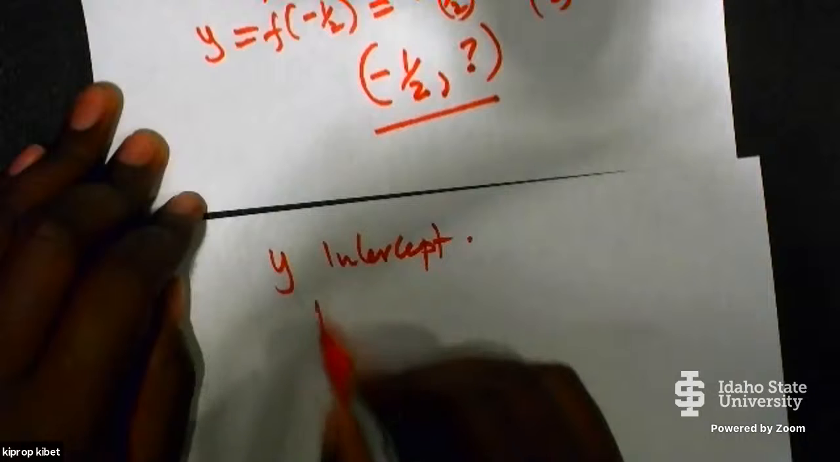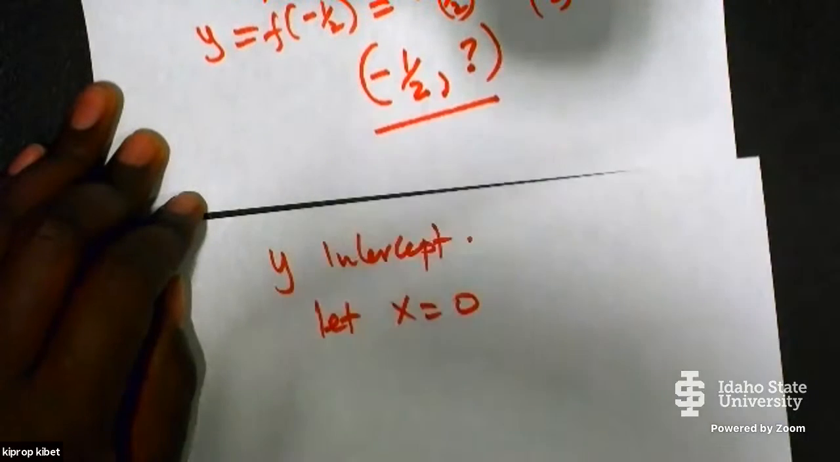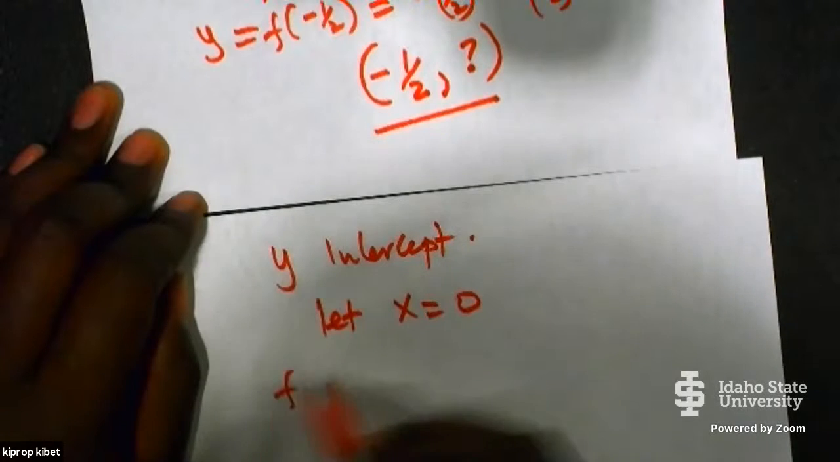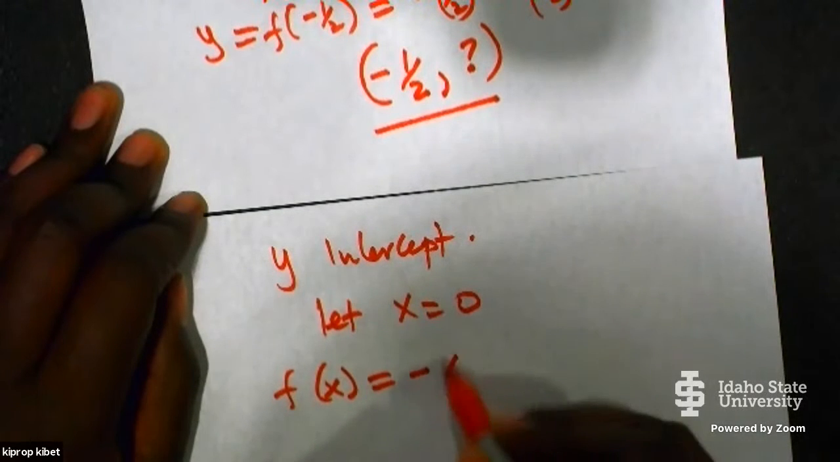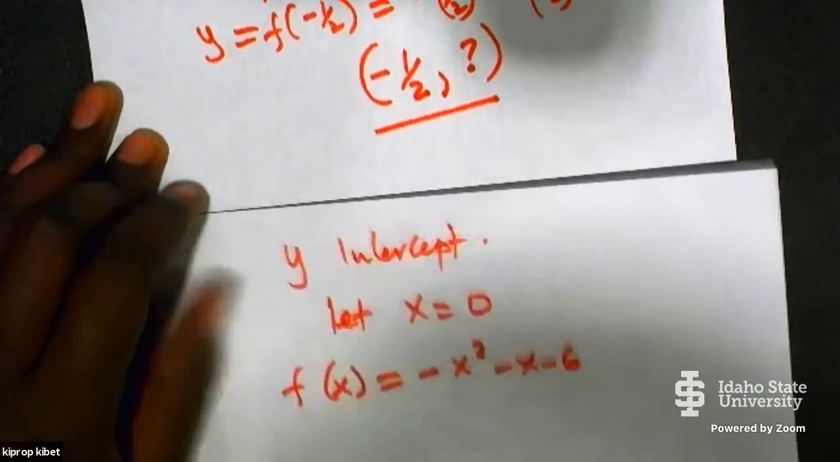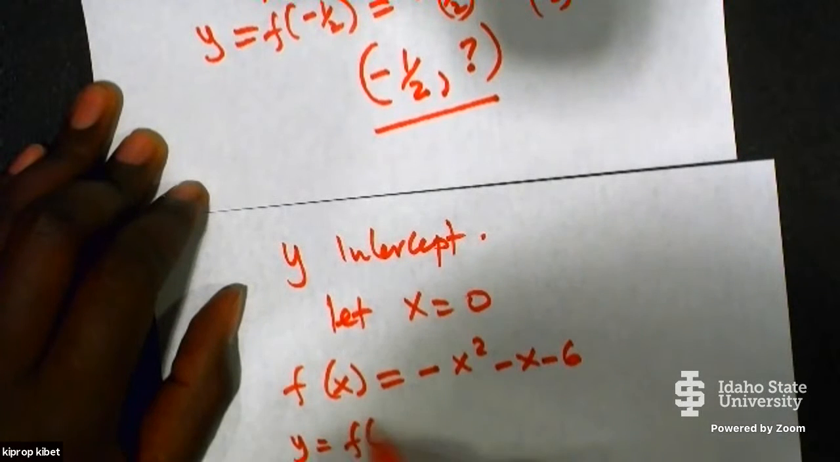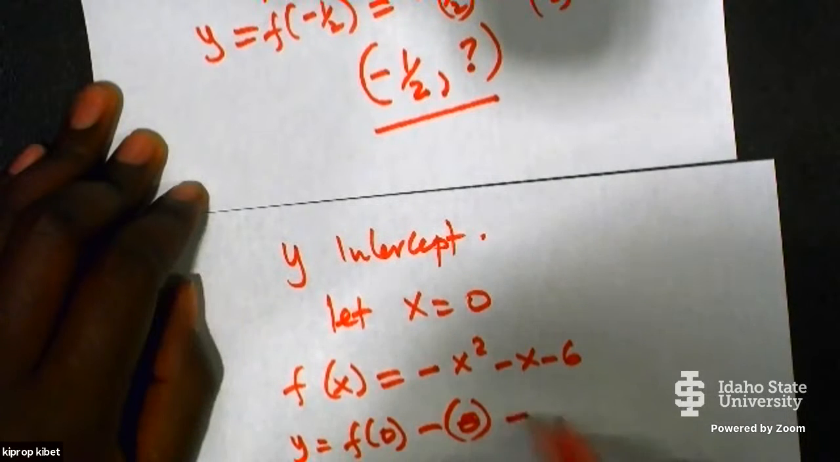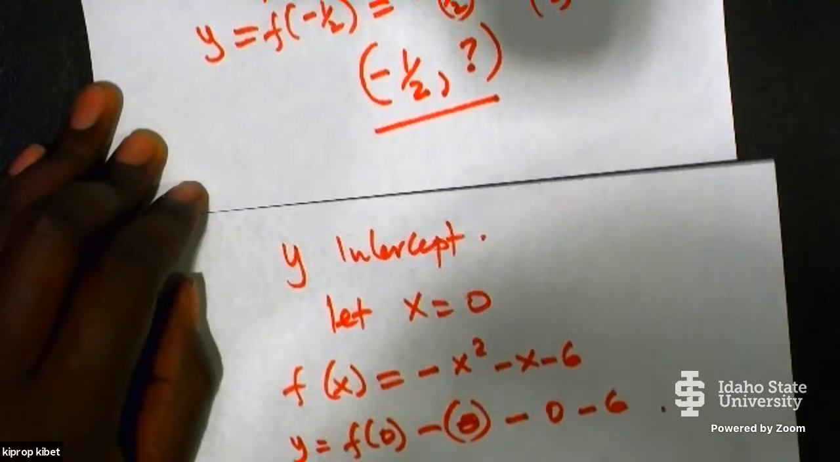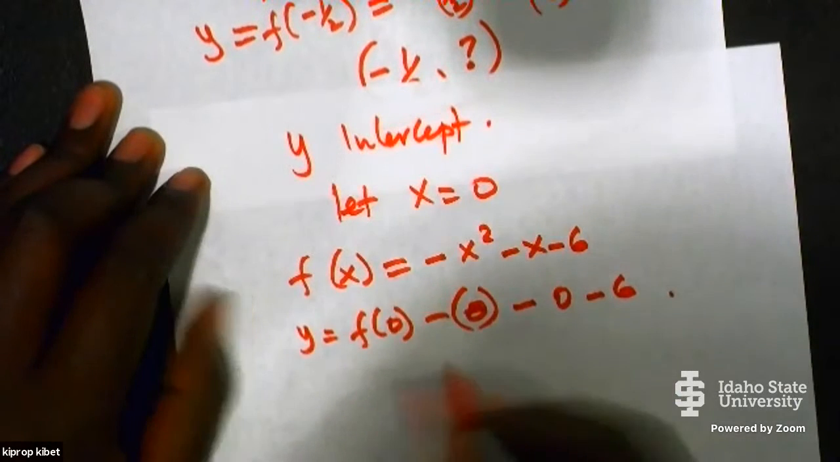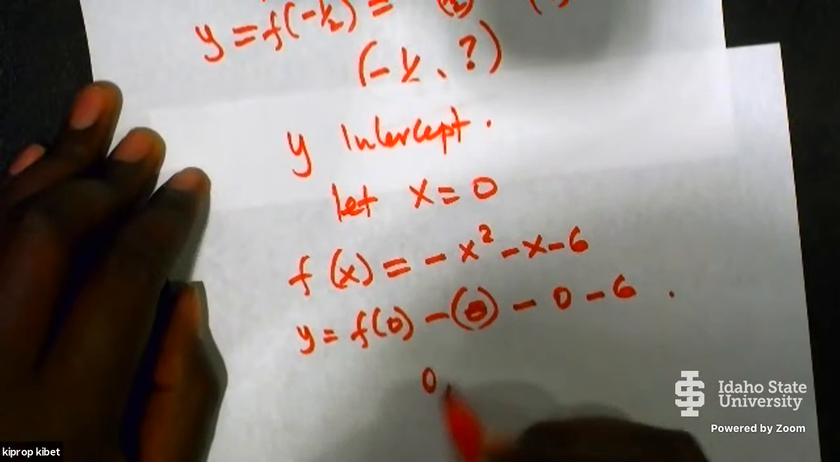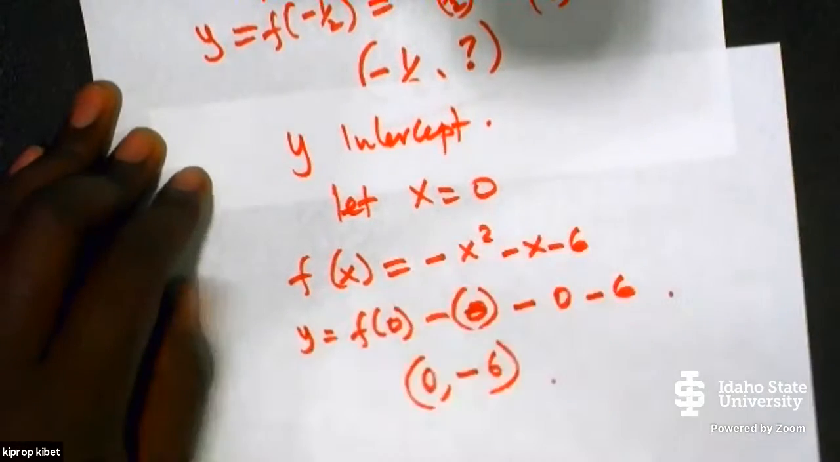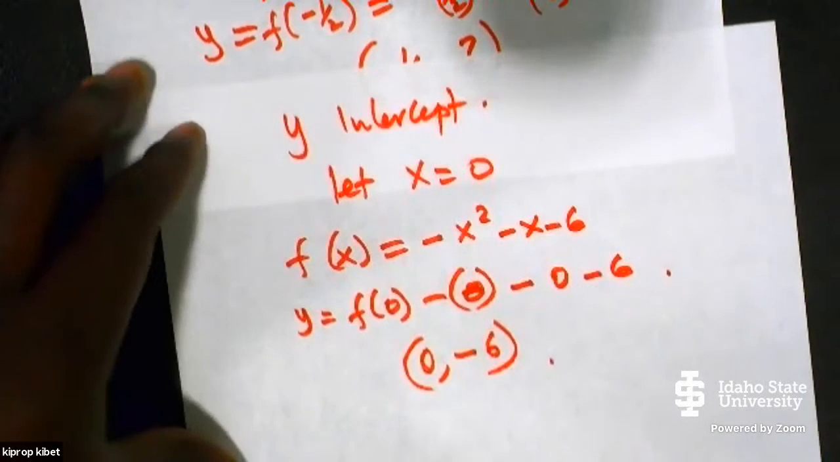Here, for the y-intercept, let x be equal to 0. Our function is f of x equals to minus x squared minus x minus 6. So y equals f of 0, which is minus 0 minus 0 minus 6. So our point here will be 0 and minus 6. So that is our y-intercept.